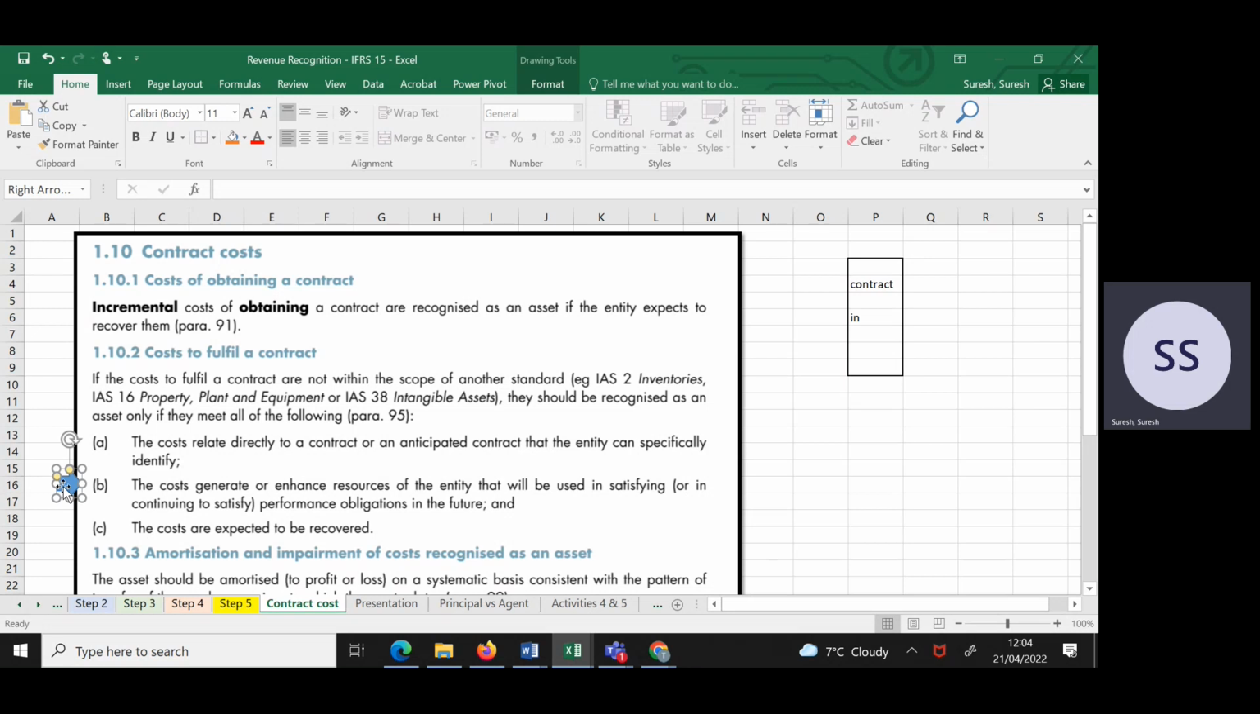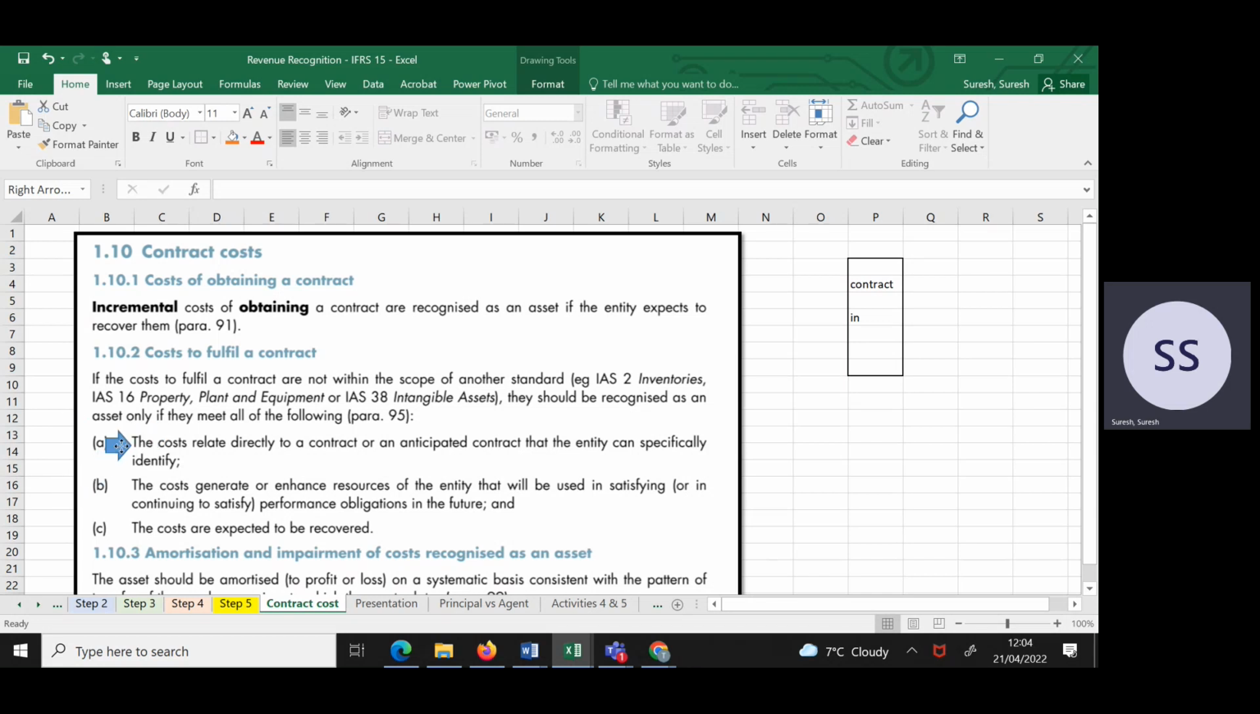And then, while we complete the performance obligations, based on the pattern of transferring the goods or services, the asset that we've recognized would be amortized, right? We will be amortizing them, and of course, if there is an impairment, that also will be charged. That's this area. So what are the conditions that need to be satisfied?